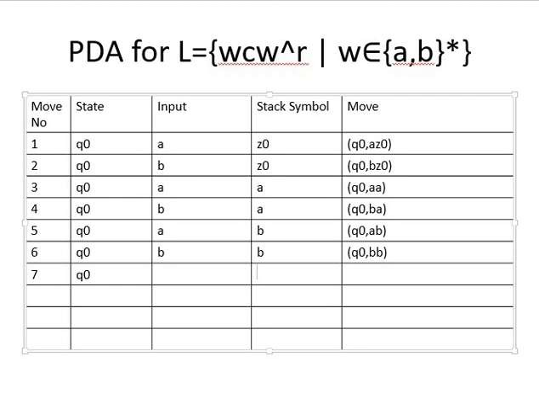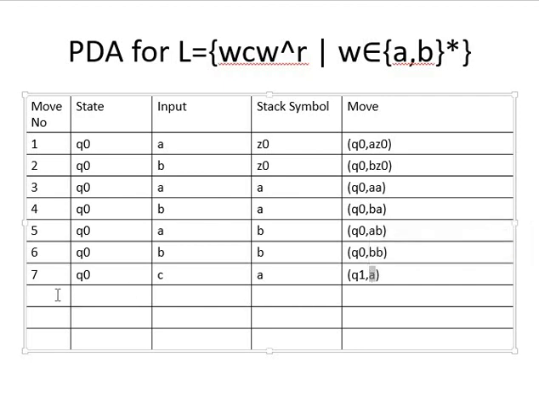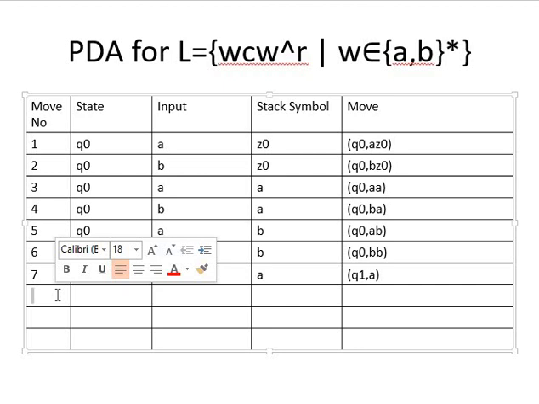top of the stack is a, but input is c. This possibility may arise. What can we do? We'll simply change our state from q0 to q1, and at this point of time we are not going to push anything, we are not going to pop anything, so our top of the stack will be as it is. Before this my top of the stack was a, after this my top of the stack is a, which shows we have not changed the stack.